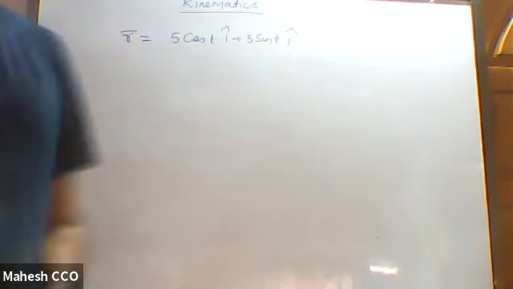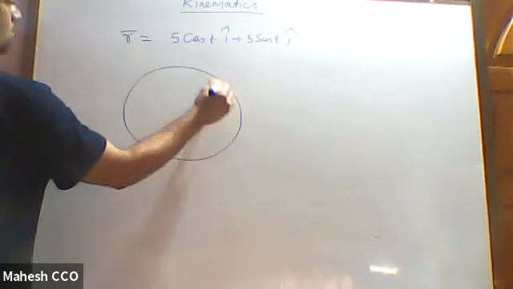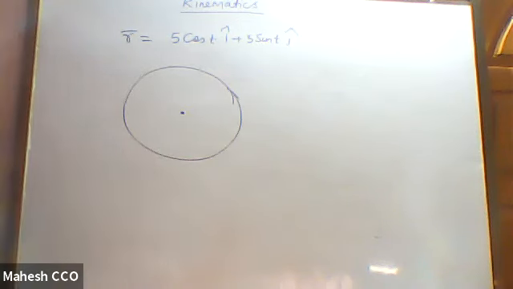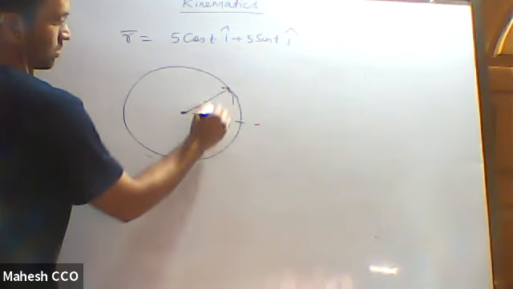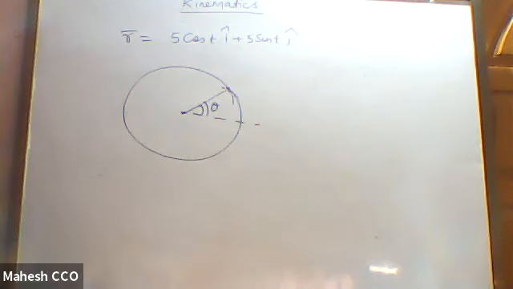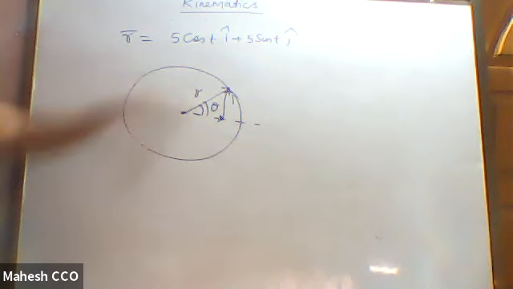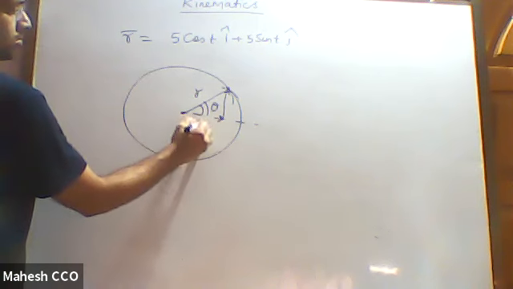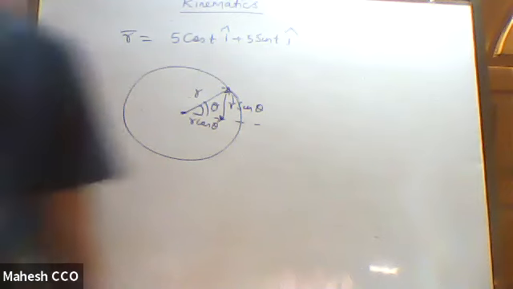Consider a particle moving in a circle. Consider an angle theta from this reference. Now, if the radius of the circle is r, we understand that this position vector will have two components, R cos theta and R sin theta.